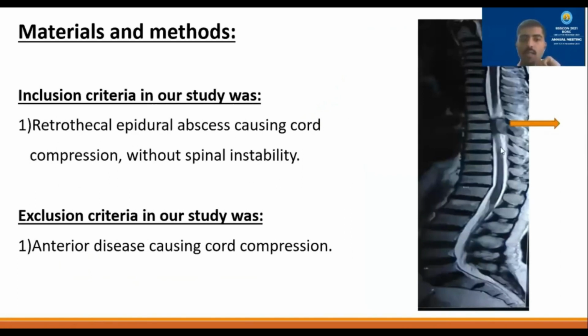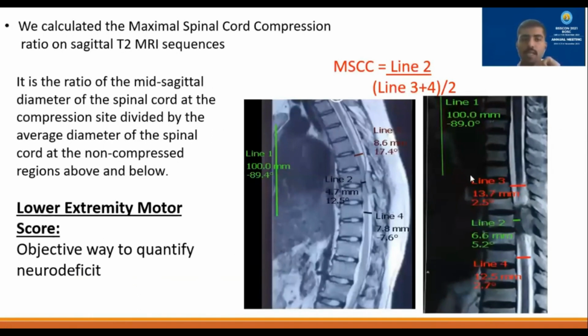The inclusion criteria in our study was retro-thecal epidural abscess causing cord compression without spinal instability. The exclusion criteria was anterior disease causing cord compression. We calculated the maximal spinal cord compression ratio on sagittal T2 MRI sequences. It is the ratio of the mid-sagittal diameter of the spinal cord at the compression site divided by the average diameter of the spinal cord at the non-compressed regions above and below. We used the lower extremity motor score as an objective way to quantify the neurodeficit.